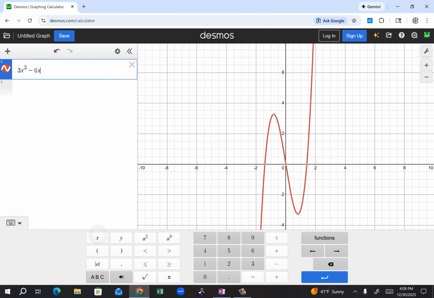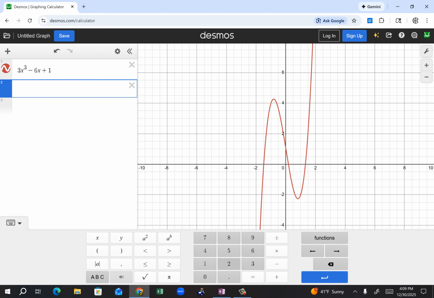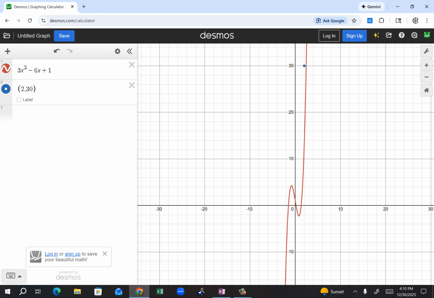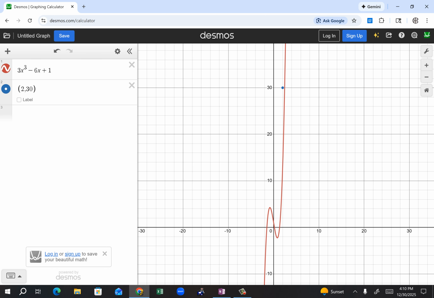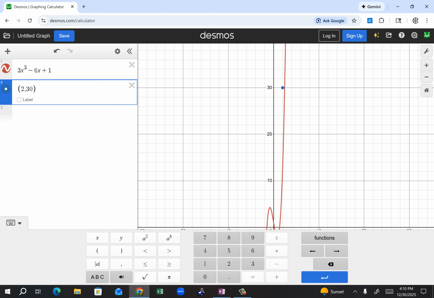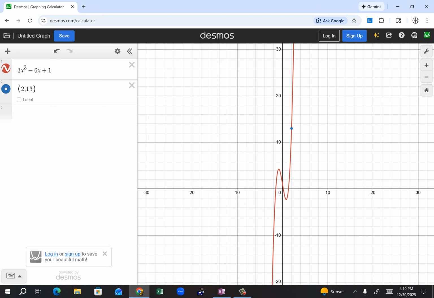Minus 6x plus, what did I say? Plus 1. And we're at the point (2, 30). You should probably put that in parentheses. Oh wait, no, (2, 13). Mr. Groom, you're stupid. That's hurtful, but you're not wrong.